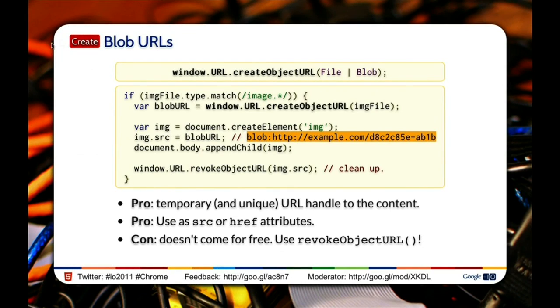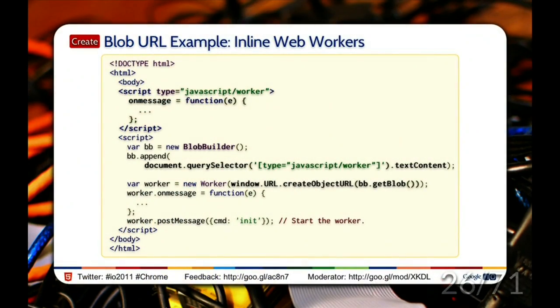So that's pretty cool. So they're temporary. They're a handle to the content, right? They're not the content. A data URL is the content itself. These are just a handle. But you can use these as a source attribute. You can use them as an href attribute all over the place just to use the file. Very, very handy. So a really neat example of using a blob URL is the inline web worker.